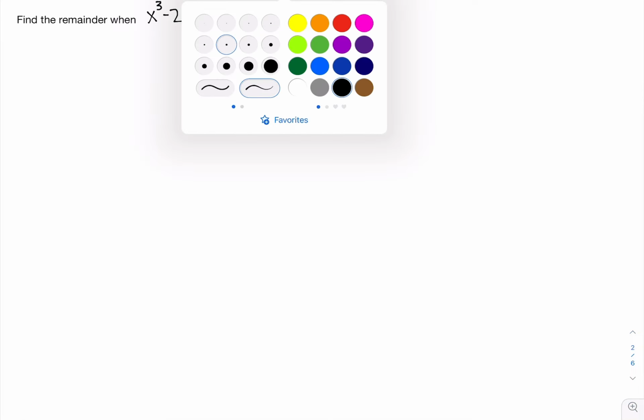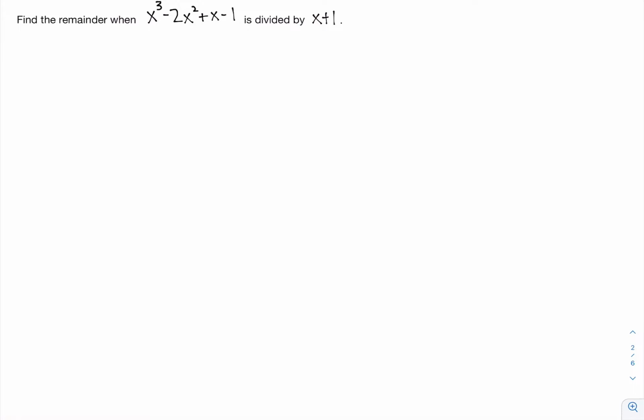Find the remainder when x cubed minus 2x squared plus x minus 1, that's our f of x, is divided by x plus 1. So x plus 1 is our linear factor we're dividing by. When it's x plus 1, remember our a value is going to be minus 1. So the remainder is going to be equal to the function f of x evaluated when x is equal to negative 1, because we're dividing by x plus 1, that means that our x value is negative 1.